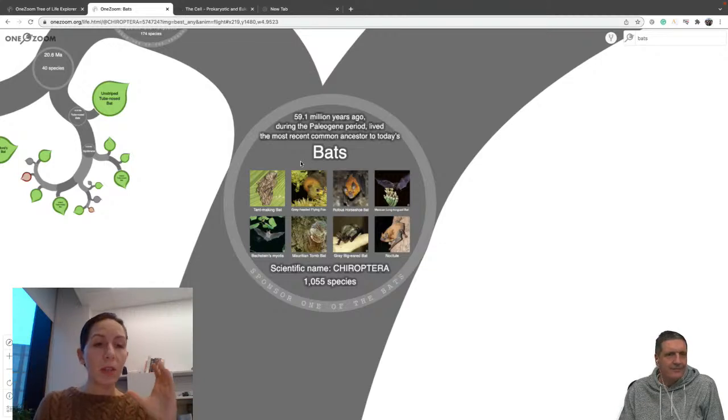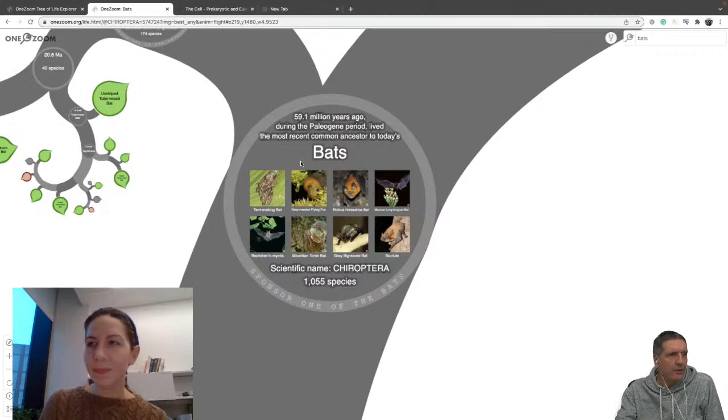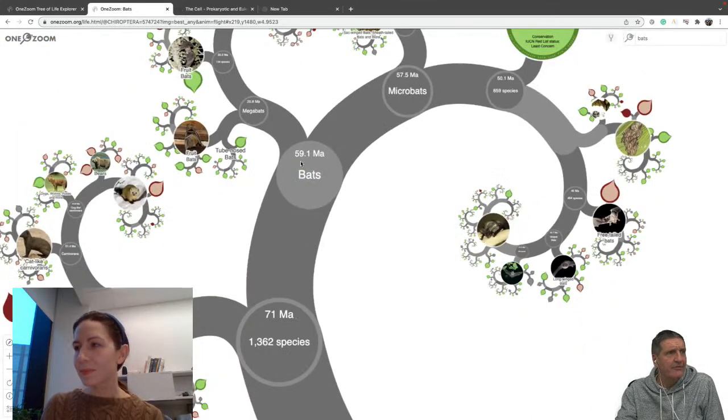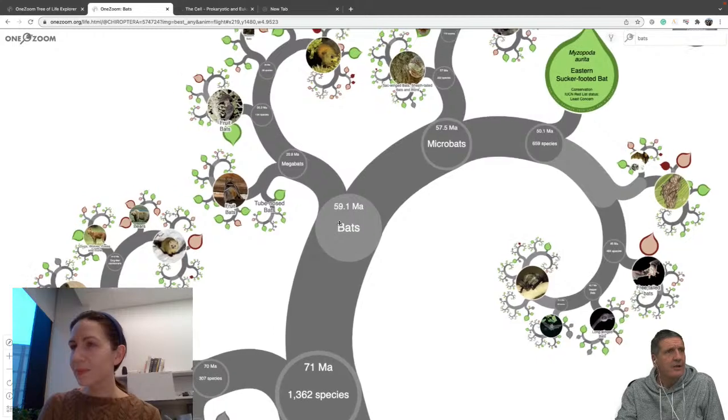Rodents are the most common type of mammal. So if you were to tally up all the different species of mammals, the biggest proportion of them would be rodents, but the second biggest proportion would be bats, actually. Over 1,000 species of bats, and this shows 60 million years ago.